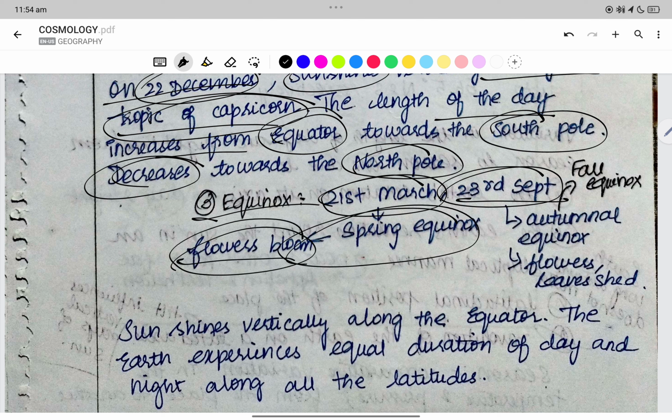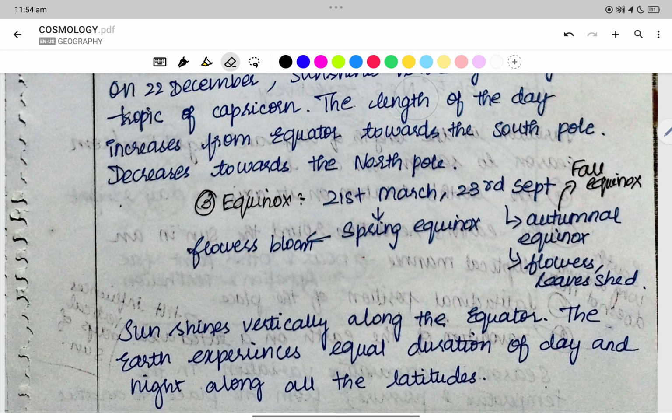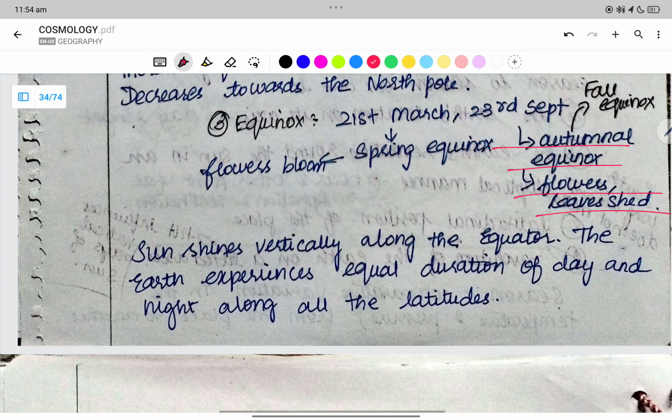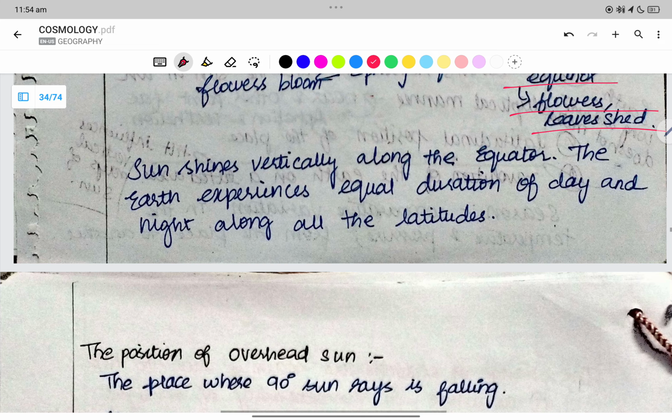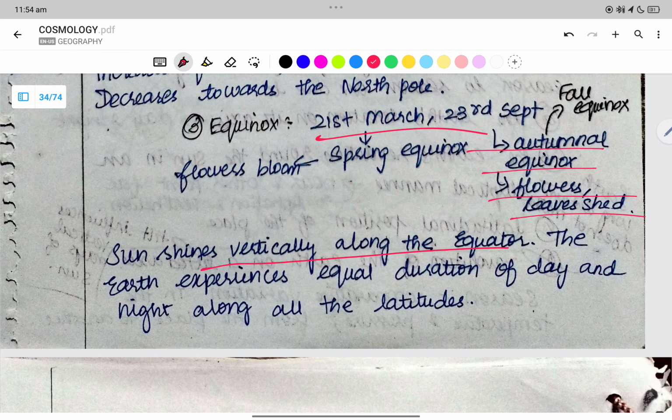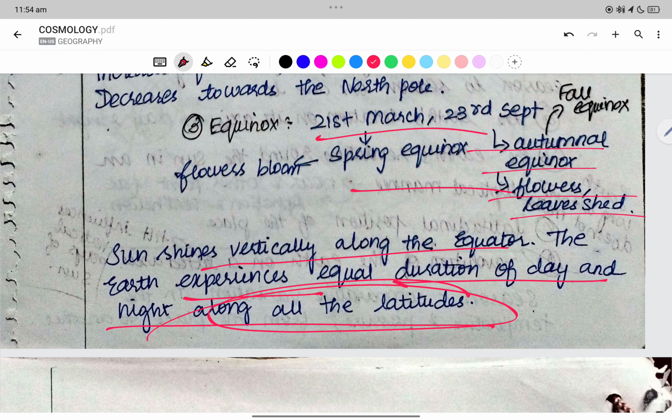Flowers blossom in the spring. March is the spring equinox, and then September is the autumn equinox. With respect to the North Pole, these are right. Autumn is also called fall. The sun shines vertically at the equator during the equinoxes. At the equinox, Earth experiences equal duration of day and night along all the latitudes.